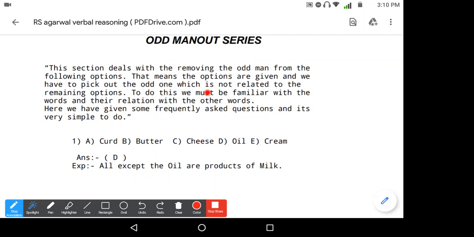They will not question you in a very deep way, because the focus is not to have a competitive exam, but to make you understand that these types of questions are also being asked in all the competitive examinations. So let us see what kind of questions we can get under odd man out series. So first one, they'll give the options and they'll ask you which is the odd man out.